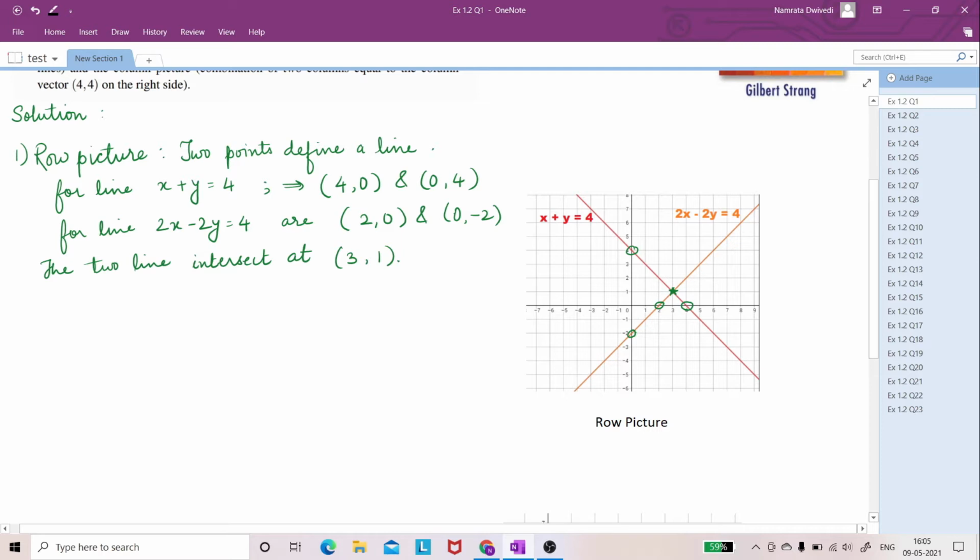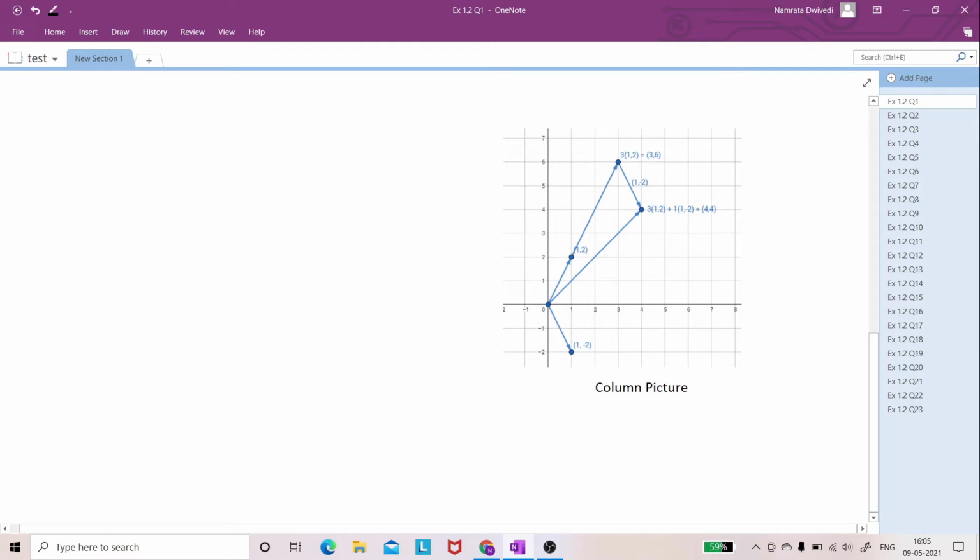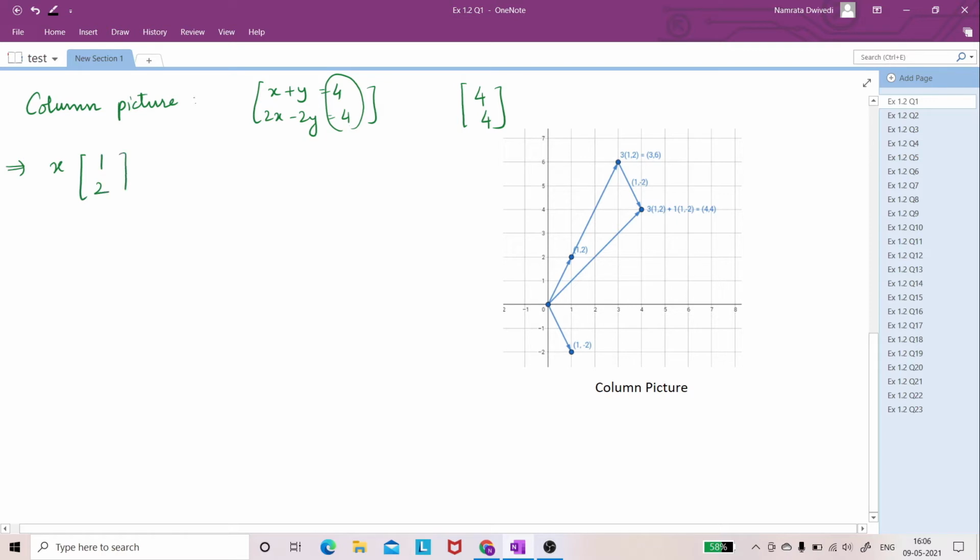Now for the second part, that is the column picture. I've taken the screenshot so that it would be easy for you. What does column picture infer? In column picture, we have to depict the combination of two columns equal to the column vector. And what is the column vector? Because we have the equations x plus y equal to 4 and 2x minus 2y equal to 4, the column vector is written as 4, 4. Hence we get the column picture as x times (1, 2) plus y times (1, minus 2) equals (4, 4).